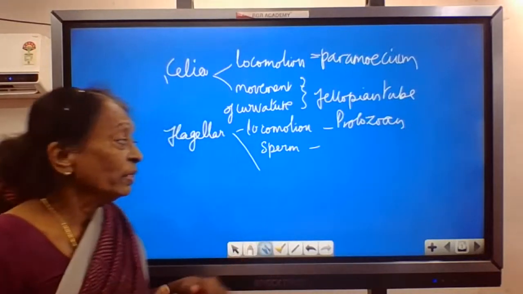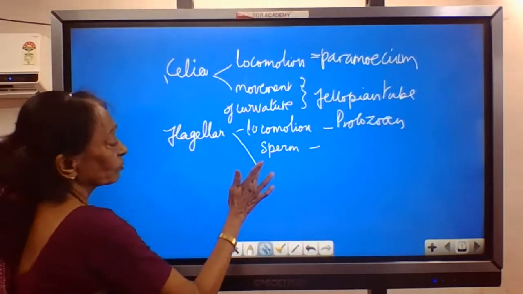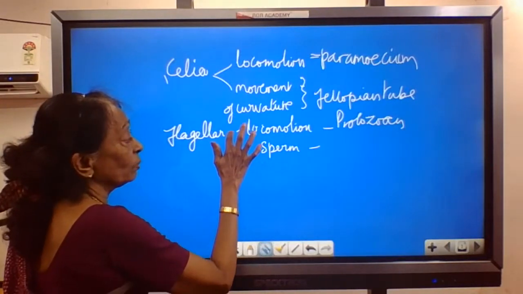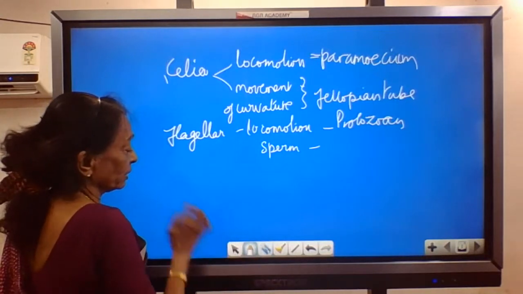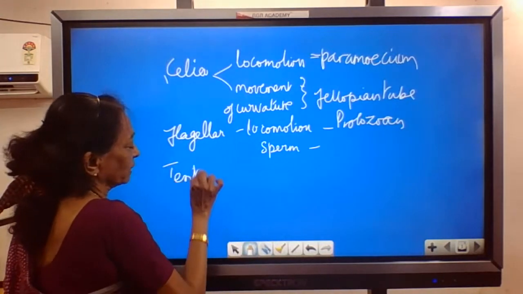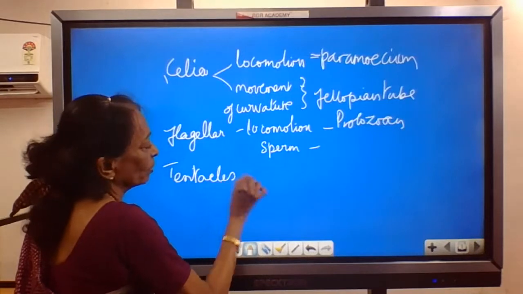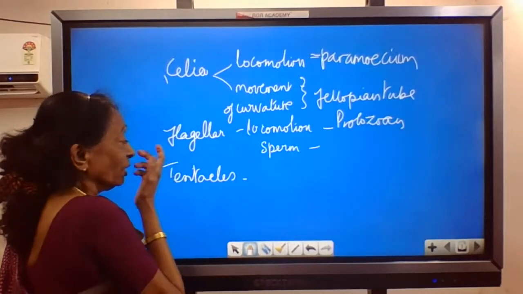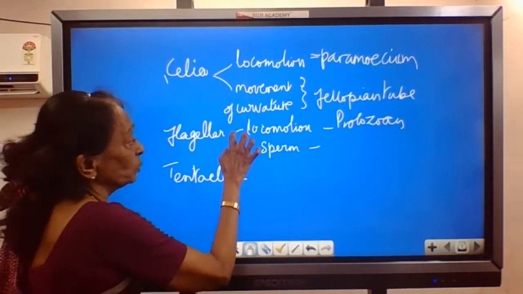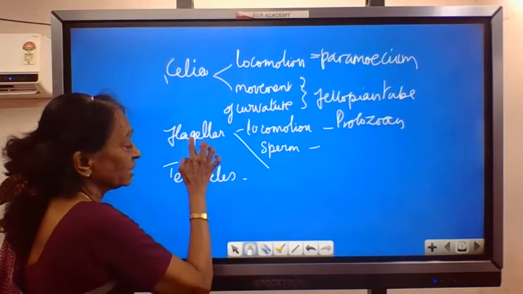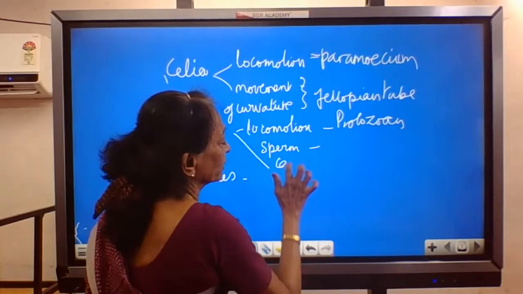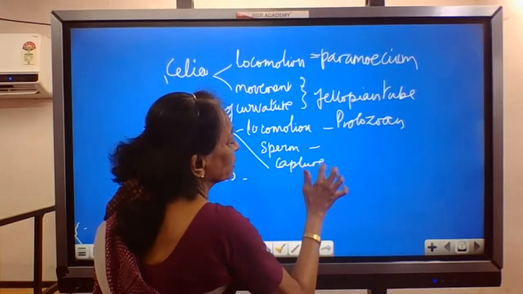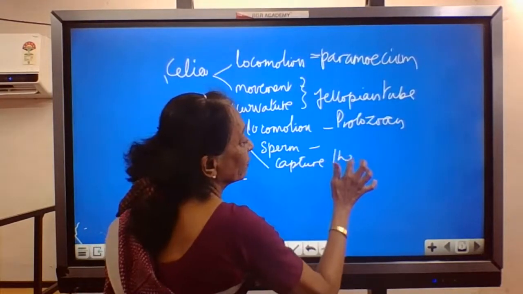Now when you talk about tentacles, they are not involved in our body, only in lower organisms. Now, this is locomotion. At the same time, the flagella can help the organism to capture prey from the surrounding.